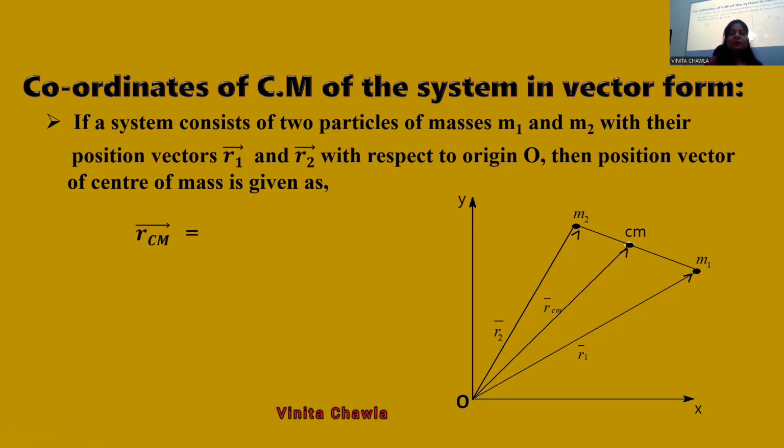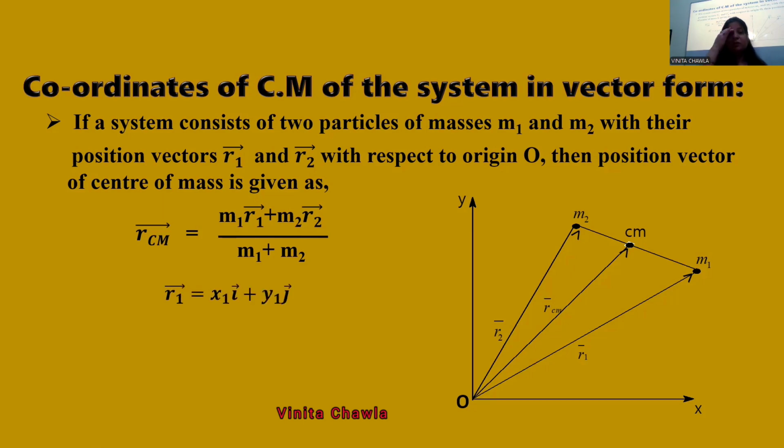So in vector form, we can write like this. As we write m1 x1 plus m2 x2, or m1 y1 plus m2 y2, or m1 z1 plus m2 z2, in the same way we can write in terms of position vector. Okay, so it is (m1 r1 vector plus m2 r2 vector) upon (m1 plus m2). So the vector form we can write like this.